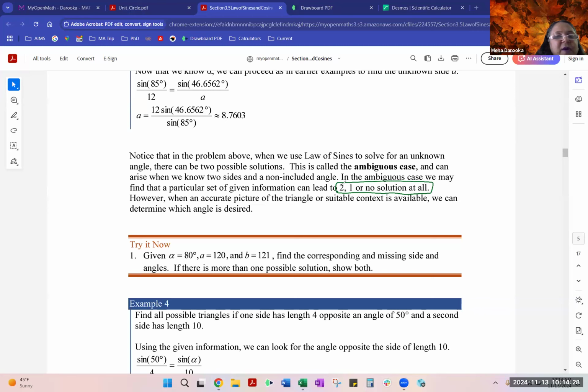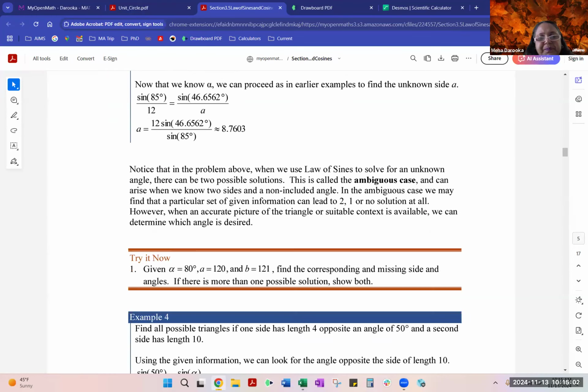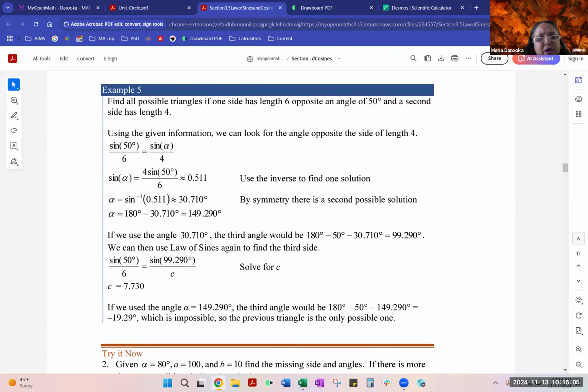And remember, this comes from the idea that you are given 2 sides and 1 corresponding angle. So this is where those ambiguous cases come from. So 2 sides and 1 corresponding angle, and that angle is not sandwiched between the 2 known sides. So it's got to be either this angle here, or it's got to be this angle over here. That's when the law of sines kicks in. Okay, so that was example 4.